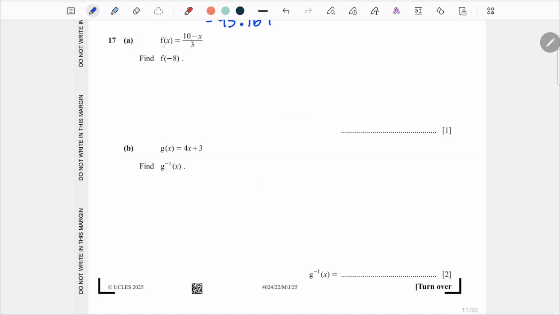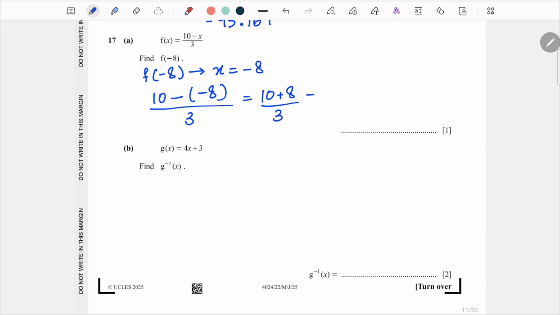Question 17a, f of x is equal to (10 minus x) divided by 3. Find f of minus 8. Now f of minus 8 basically means that x is equal to minus 8. We will substitute all the values of x by minus 8. So 10 minus x will be replaced by 10 minus minus 8, divided by 3. This will be 10 plus 8 divided by 3. That is 18 divided by 3, and this is equal to 6. 3 times 6 is 18. So the final answer will be 6.